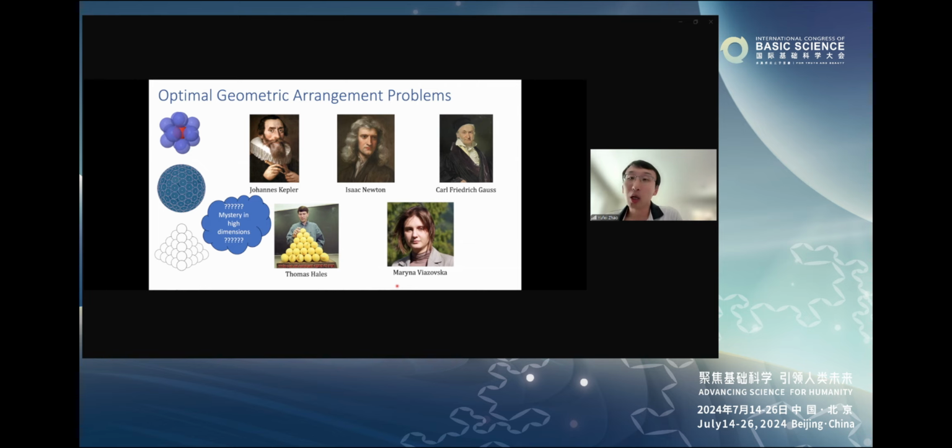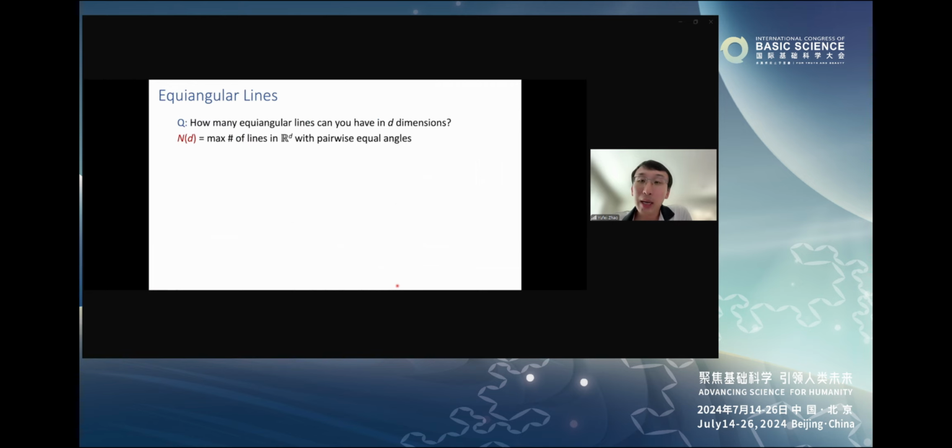What I want to talk about in this talk is a different problem of a similar flavor of geometric arrangements, for which we now have a pretty good understanding in high dimensions. And that is the problem of equiangular lines. It's a different problem, but it's also about arrangements, and it will show us some interesting mathematics.